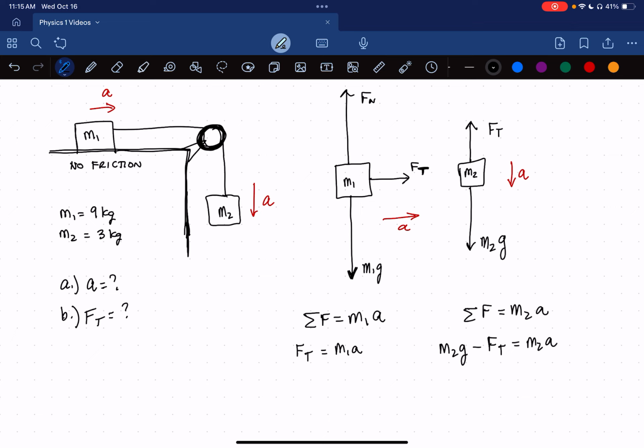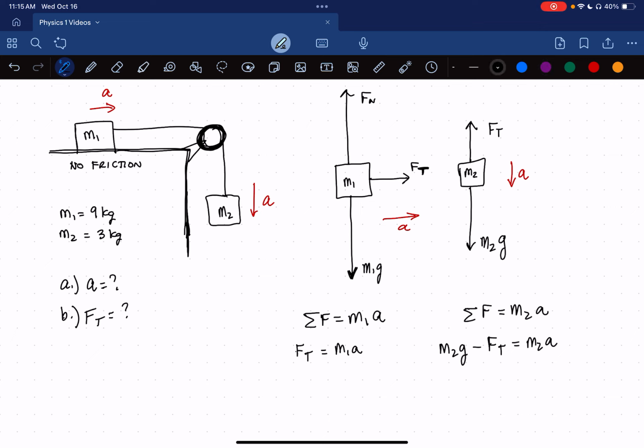Now, if we're going to solve for acceleration, in this case, we need to know both of these numbers, but we don't know Ft. So we're stuck. And over here, we need to know m2, which we know, and we need to know Ft, but we don't know Ft. So too many unknown variables. But it's not a problem for us. We're going to figure it out. We're going to substitute just like we did in the other videos.